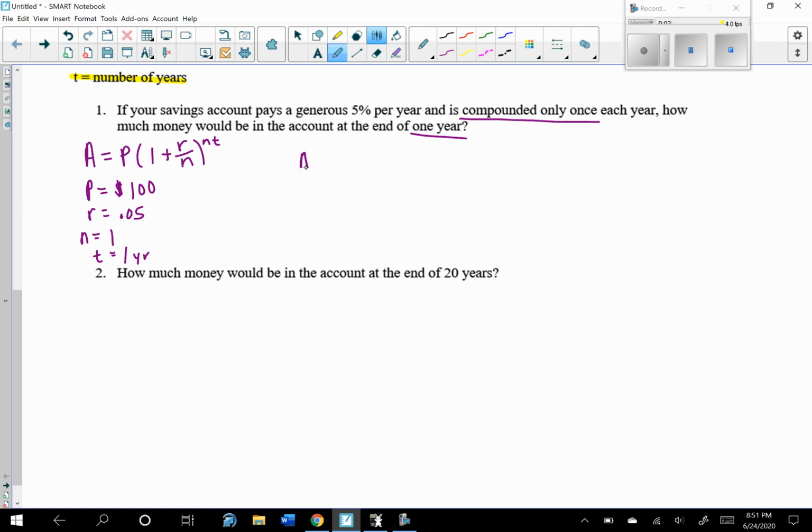So A is equal to, so the amount is 100 times (1 plus 0.05 divided by 1) to the 1 times 1. So A is equal to 100 times 1.05, because that's just divided by 1 to the first power. So 100 times 1.05 means the amount would be $105 at the end of 1 year.